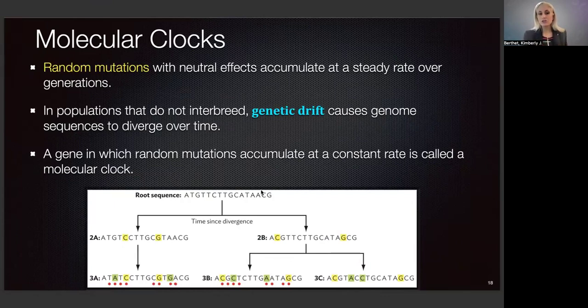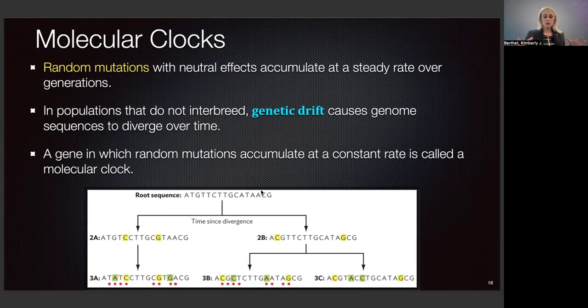When we see populations that are not inbreeding, as they start separating, sometimes we can have genetic drift, meaning that these microorganisms start growing apart from one another because mutations are accumulating in two different environments. We have something called molecular clocks as well. These are genes that accumulate mutations at a constant rate.